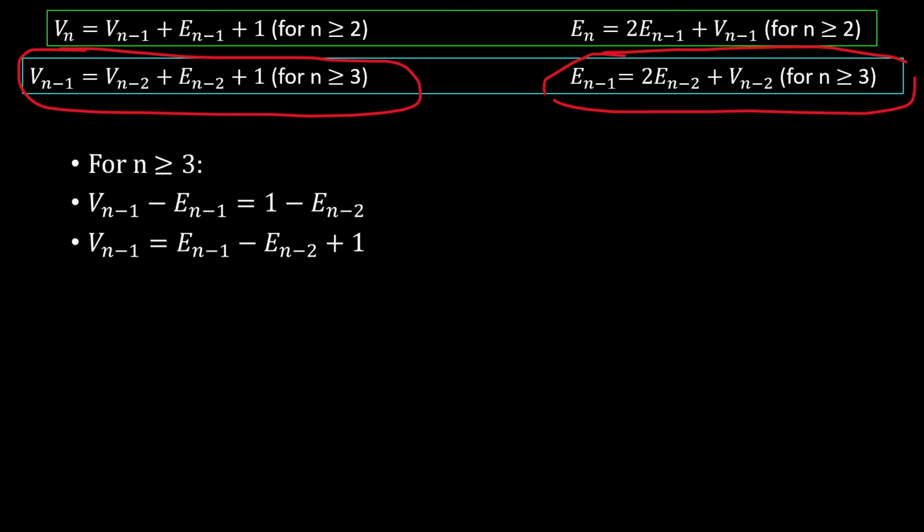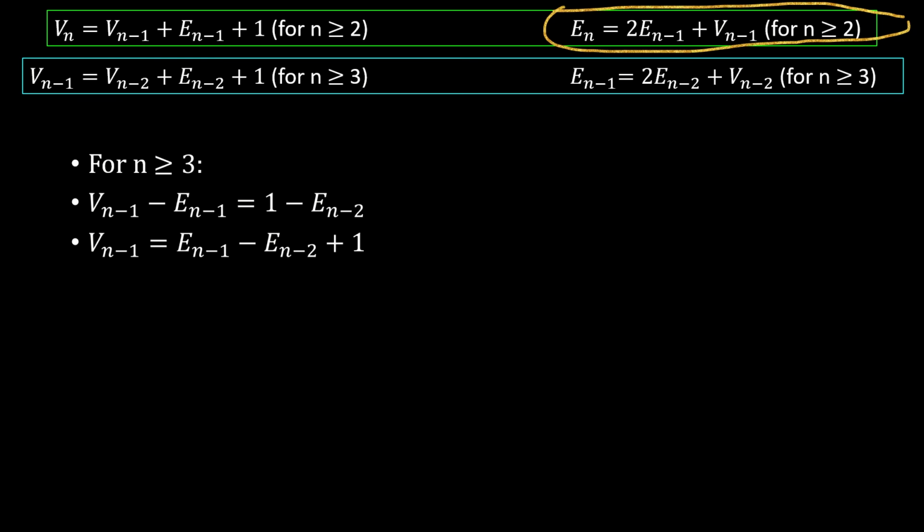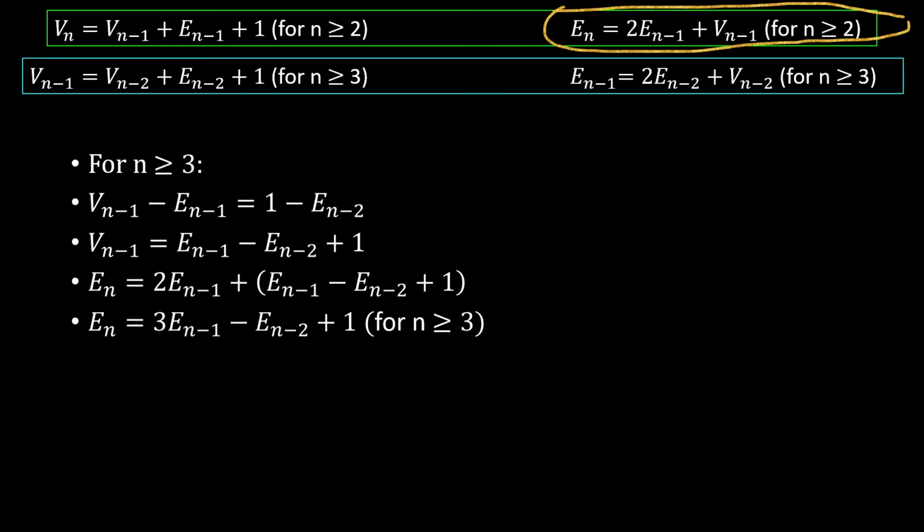And remember our formula for e sub n. Let's substitute what we just found for v sub n minus 1 into the formula for e sub n. Simplifying, what we get is that e sub n equals 3 e sub n minus 1 minus e sub n minus 2 plus 1 for n greater than or equal to 3. Neat, that's a formula that only depends on the number of edges in previous simplex graphs.